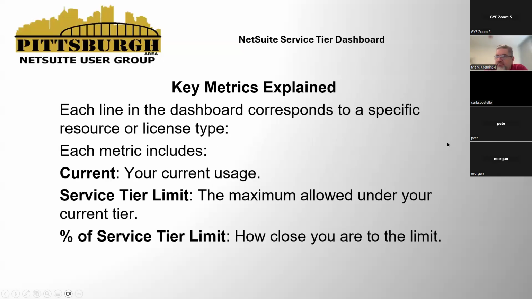And so for each of the key metrics, there's basically, like I said, three kinds of data points. There's current, which is your current usage: how many users you have, how big is your file cabinet, how many transaction lines you have. Your service tier limit, which gives you the maximum limit, which I showed on the previous slide. And then the percentage of your service tier limit. In addition, there are some little icons, like I said, the warning icons.